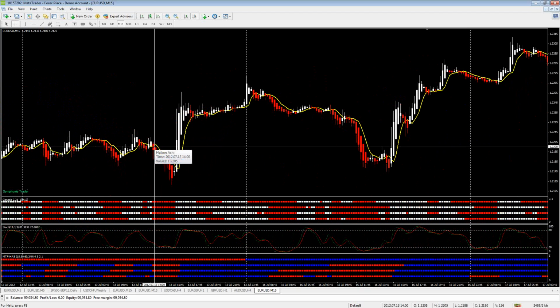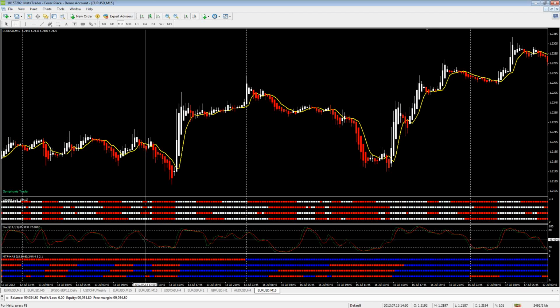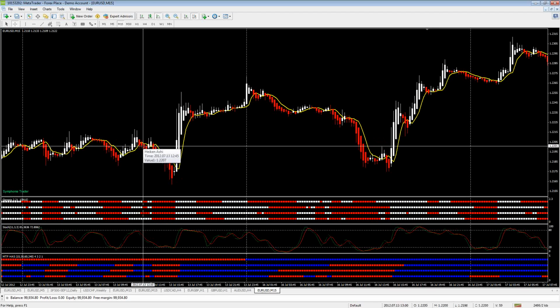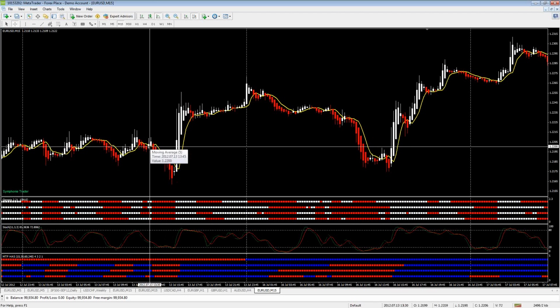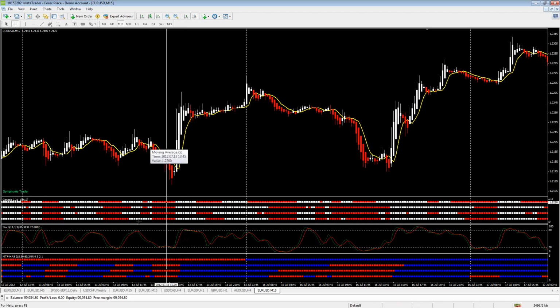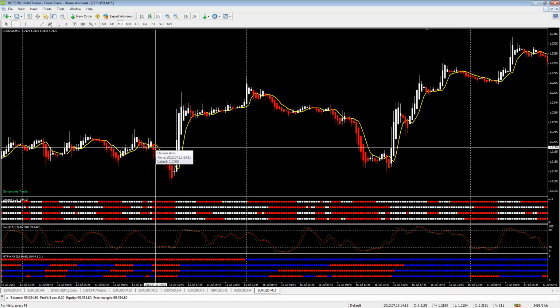Here, for example, a nice short move. Okay, all indicators are short. The stochastic went out of the overbought zone earlier. So maybe it's valid, maybe it's not. It's up to you to decide. Again, test the system and see how much the stochastic is helping you.